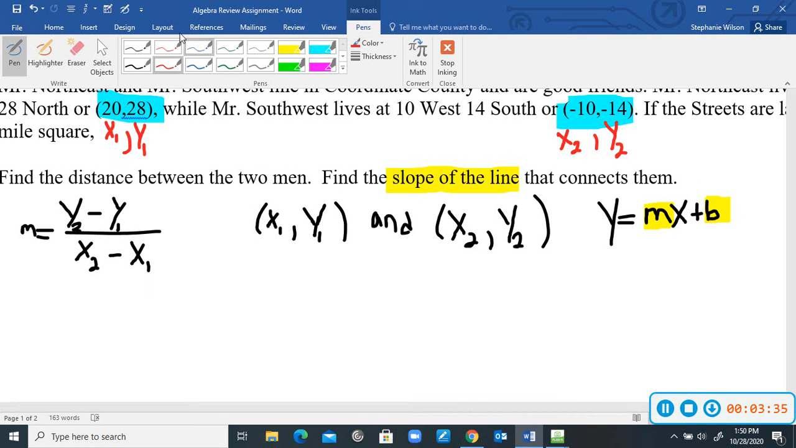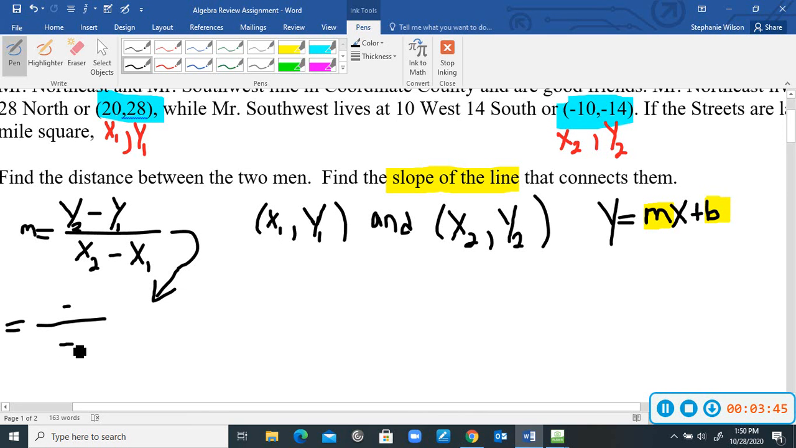So I'm going to take this one and I'm going to solve right here. So this is going to equal, again, a change in y divided by change in x. Okay, my change in y is going to be y2 first. So y2 is negative 14. And then my y1 is a positive 28. Now let's do the x values. My x2 is negative 10. And my x1 is 20.